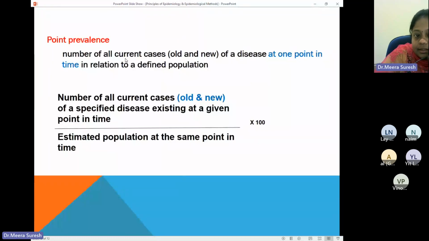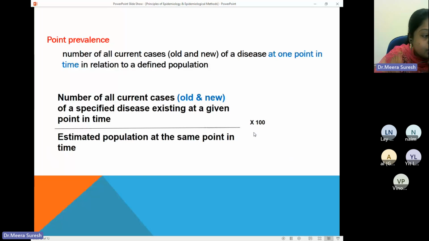So point prevalence is the number of all current cases, old and new, at one point in time, divided by the estimated population or population at risk at the same point in time. And here the multiplier is 100.